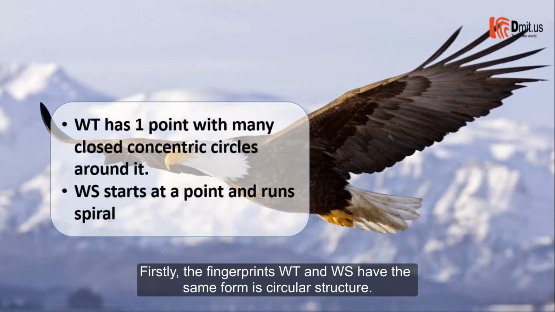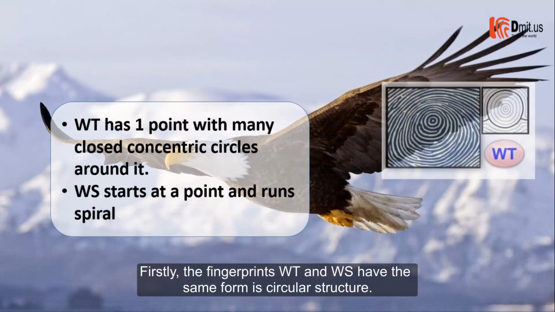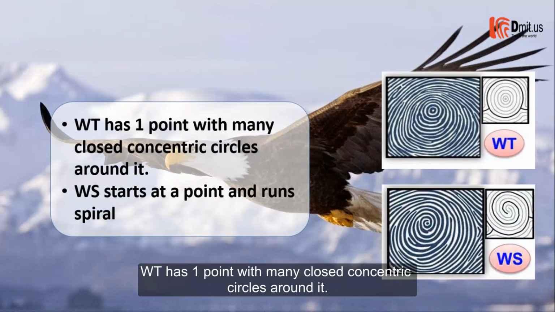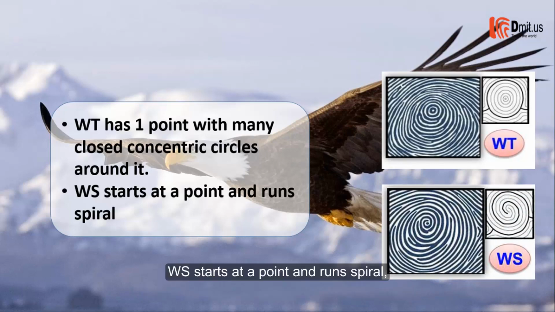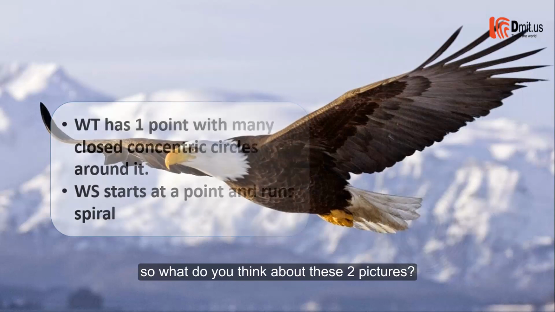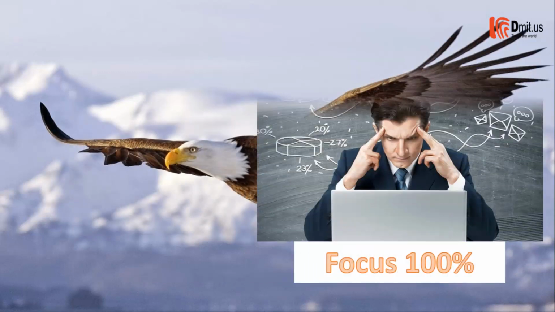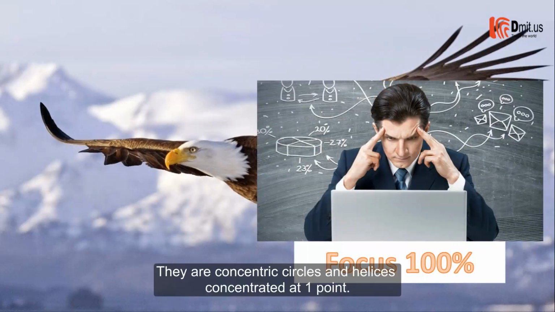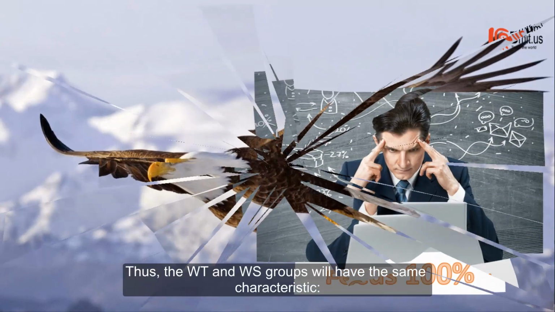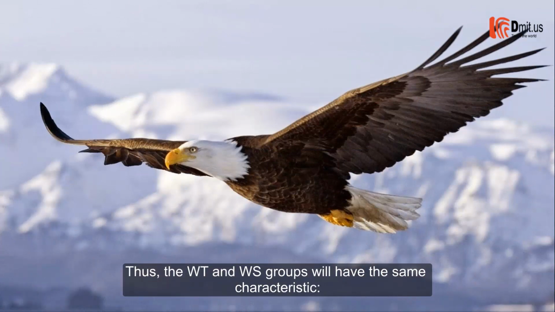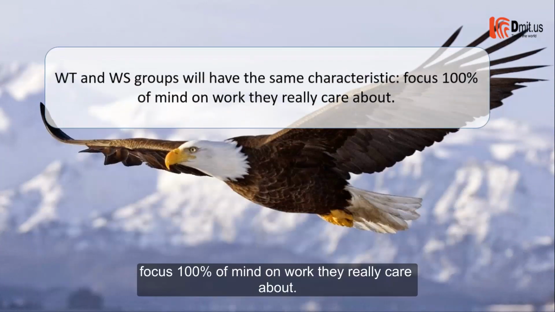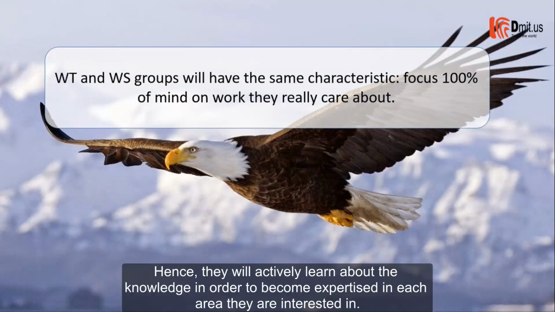Firstly, the fingerprints WT and WS have the same circular structure. WT has one point with many closed concentric circles around it. WS starts at a point and runs in a spiral. So what do you think about these two pictures? They're concentric circles, and everything is concentrated at one point. Thus, the WT and WS groups will have the same characteristic: they focus 100% of their mind on work they really care about. Hence, they will actively learn about the knowledge in order to become expert in each area they are interested in.